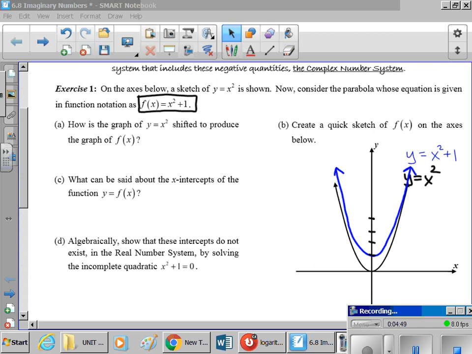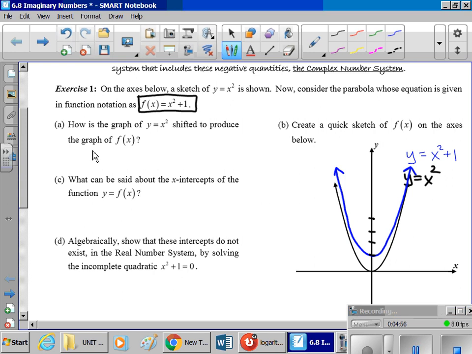So how is the graph y equals x squared shifted to produce it? Now, don't use the word it. I'm going to say y equals x squared shifts vertically 1 unit. I'm not a big proponent of the word it. Always make sure you're not using pronouns. Talk about what exactly you're talking about, because in this case, we've got two functions going on. We have f of x and we have y equals x squared.